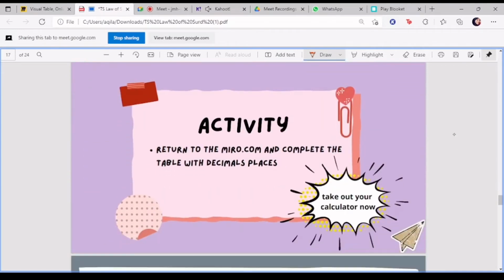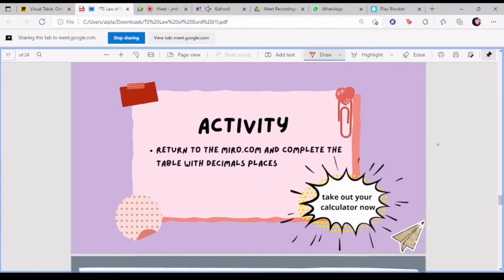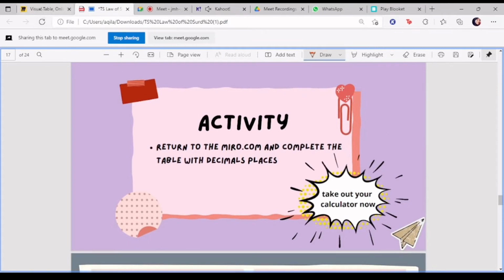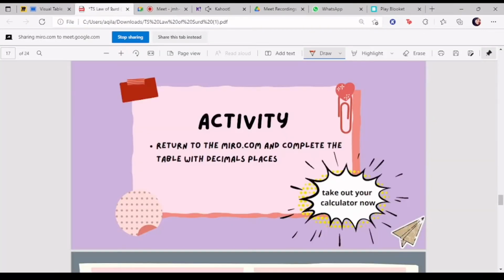So I want you to do some activity. I need you to return to Miro.com and complete the table with decimal places. I need you to take out your calculator now. Okay, teacher. Alright.